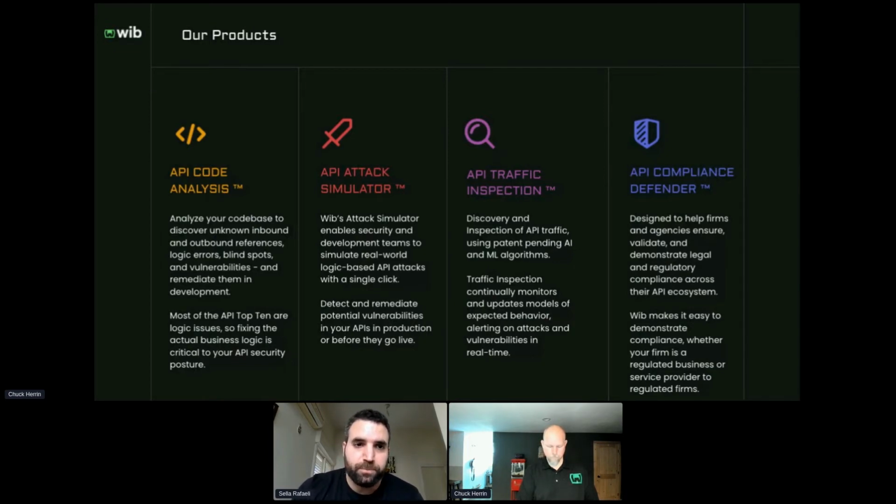So our first product is the API code analysis, which is an engine that knows to analyze the source code of your organization and creates visibility into exactly all the endpoints that exist in the code base, and each endpoint, it makes sure it is up to API security standards, and most importantly, it finds all the API security vulnerabilities and issues that are introduced into the code.